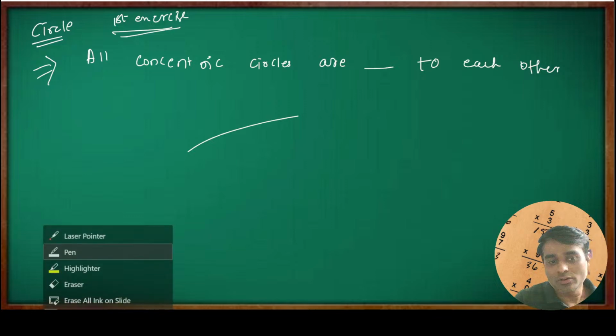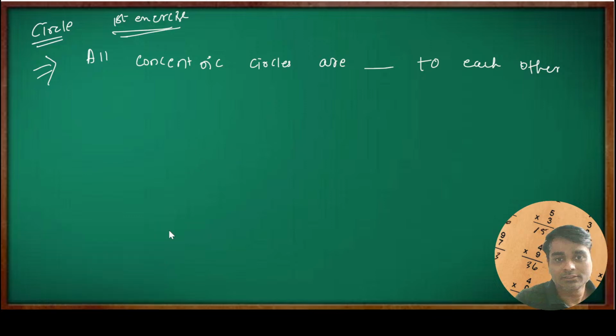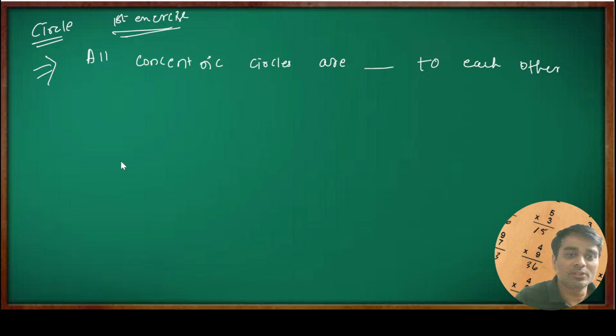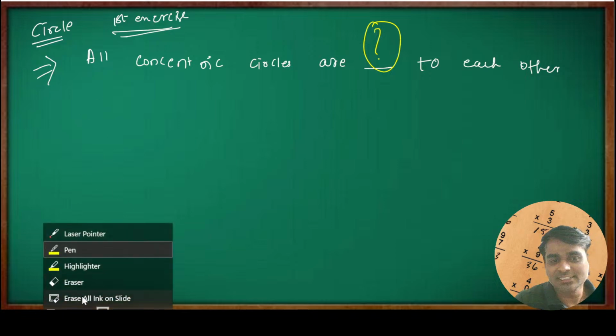So concentric circles are what? If you don't know also, you can just think. If you have not read also, you can just think. Concentric circles, they will have the same center. Okay, so I will leave this to you people. If you have not read that exercise, open that and see the questions from there also. First exercise, I think it is from the circle chapter.